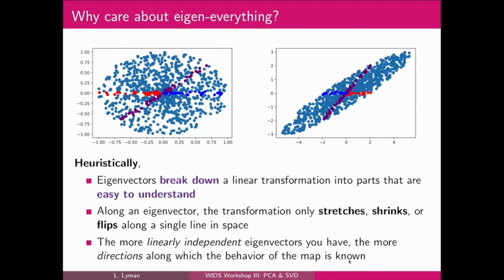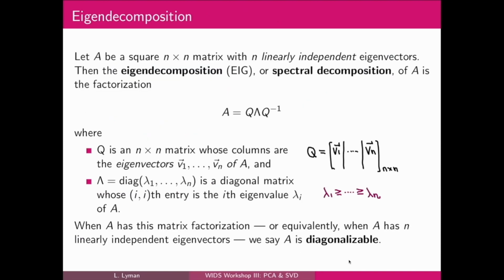At this point, we have the needed vocabulary for examining an essential matrix factorization. Let A be a square n by n matrix with n linearly independent eigenvectors, as we just discussed. Then the eigendecomposition, or spectral decomposition as it's sometimes called, of A is the following factorization. A is Q times lambda times Q inverse, where Q here is an n by n matrix whose columns are the eigenvectors of A. And of course Q is invertible since we have full column rank.